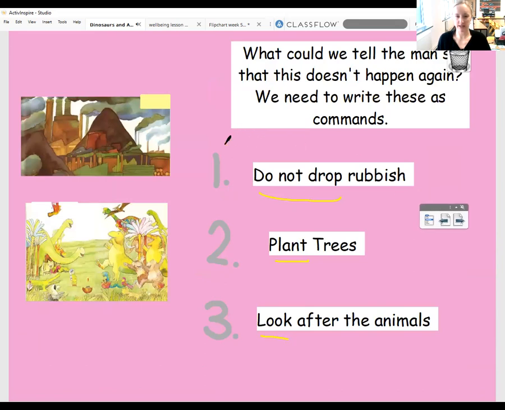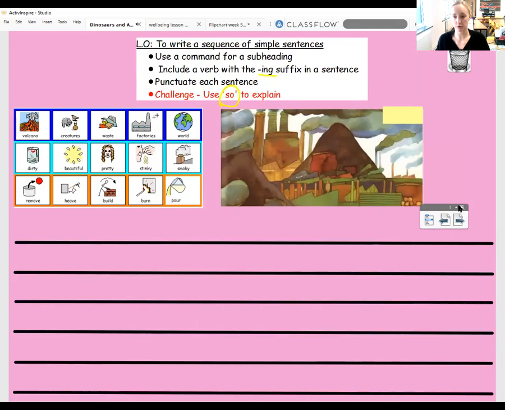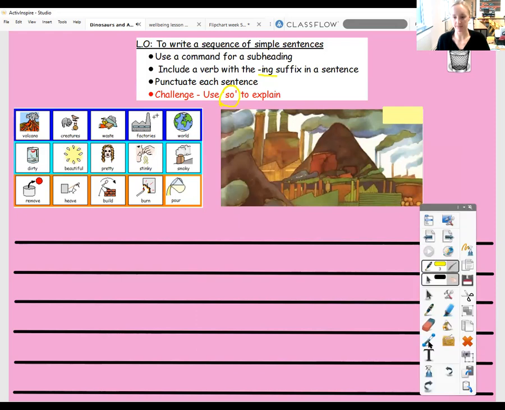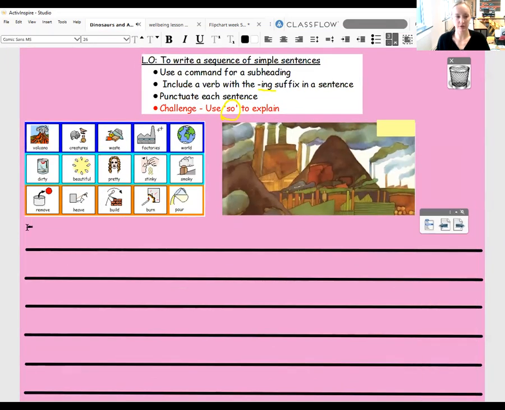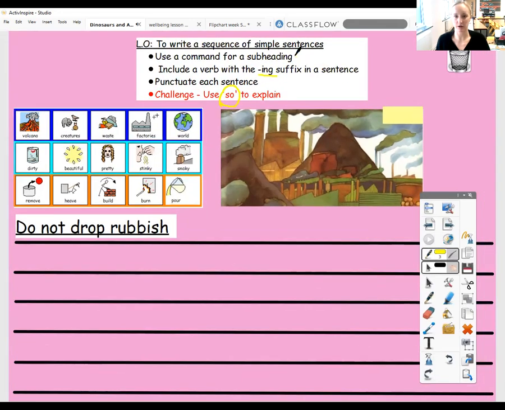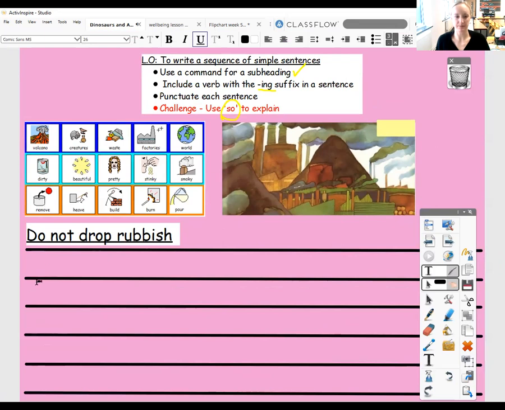So in my leaflet, here is my first section. Do not drop rubbish. So I'm going to, in today's bit of writing, use that as my subheading. Okay, so here my subheading is going to be do not drop rubbish. And because it's a mini title, I need to underline it as well. So straight away, I've done the first thing on my learning objective. I've used a command for my subheading.